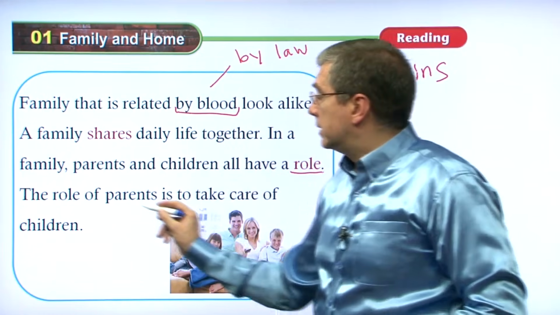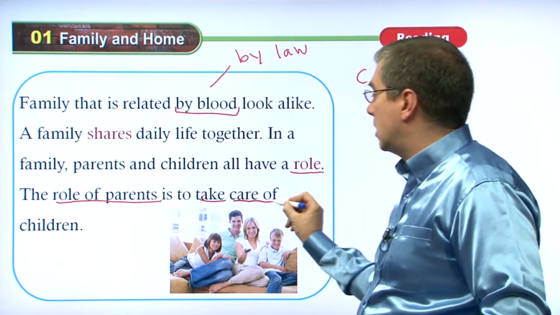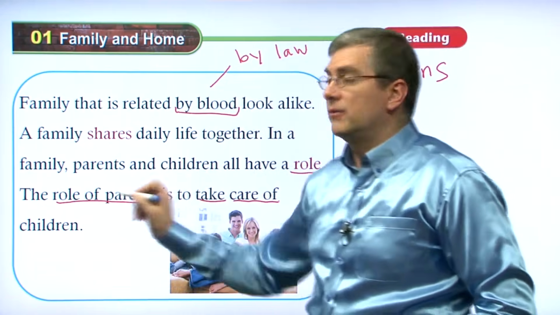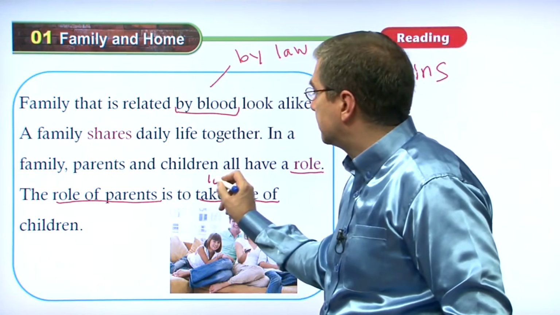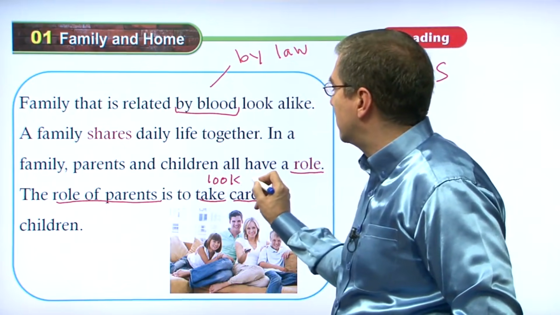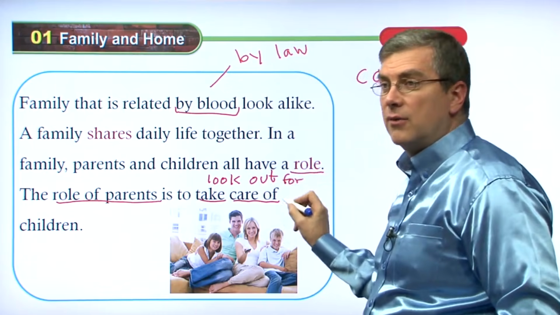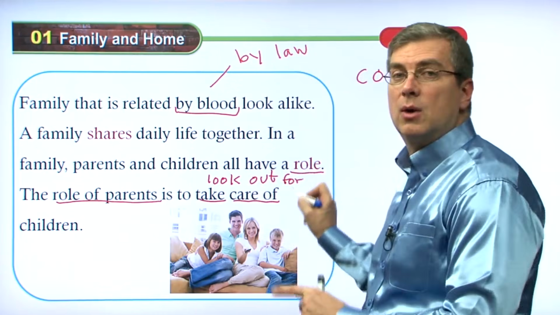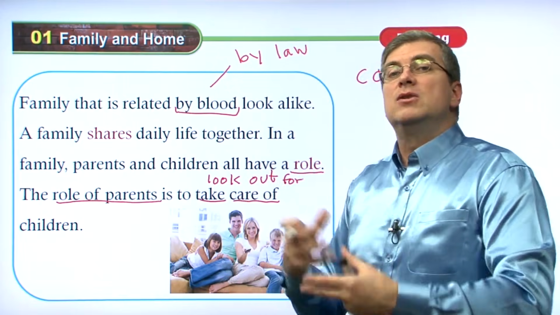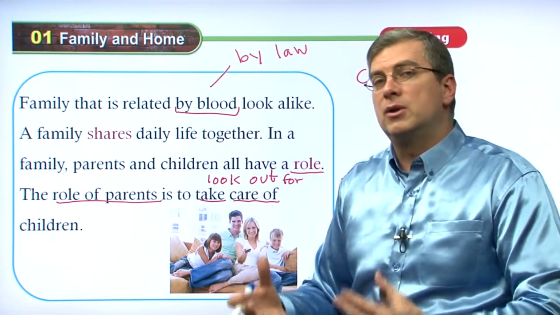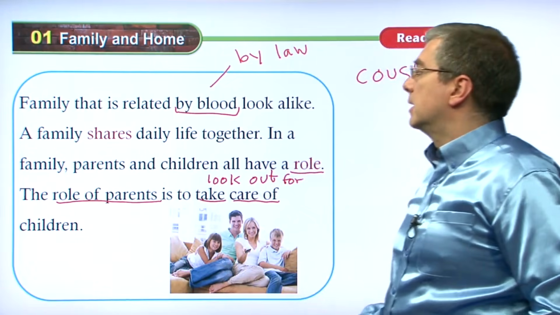What is the role of parents? They take care of. I taught you that before. Take care of children. They look out for children. That's another one. Look out for. These are all words, by the way, that mean the same thing. Look out for. So care about, care for, look out for, take care of. Parents do all of these things, they're the same thing, but they do that for their children. They help their children grow. They care about their children. They love their children. Okay, let's move on.